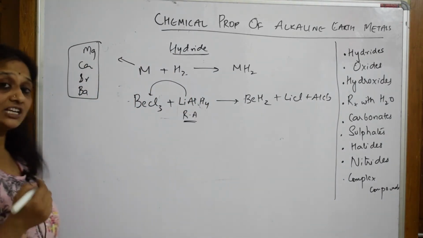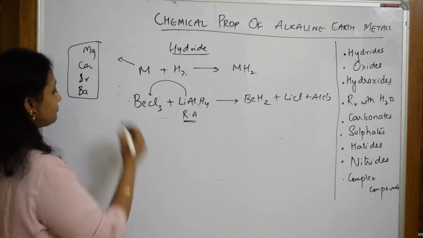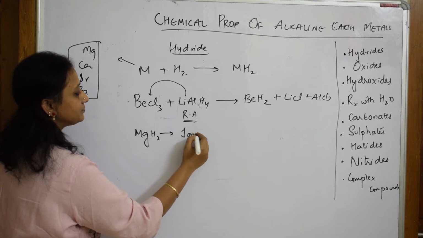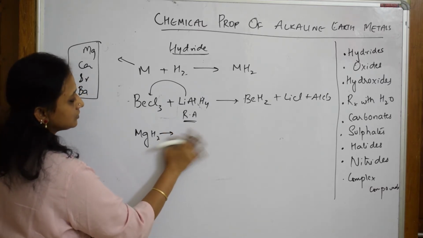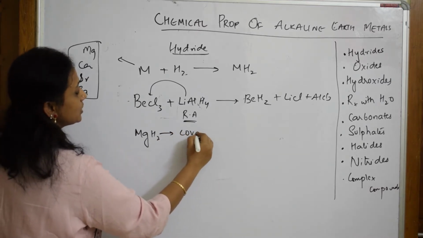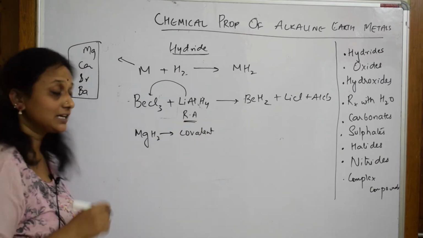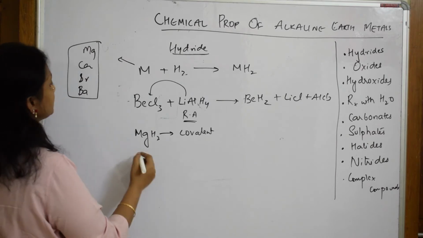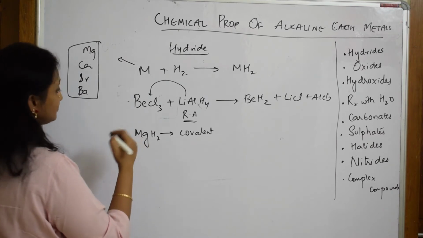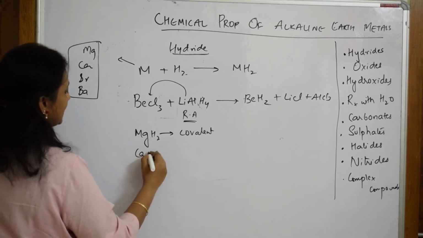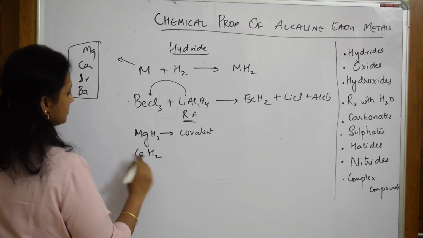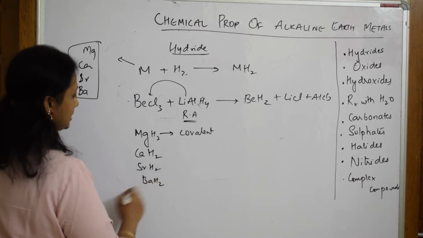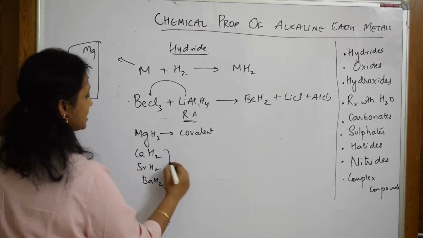Now, when I have to take the nature of these hydrides, the first hydride, beryllium hydride, is covalent, because the bond formed is covalent. After this, next we have magnesium, calcium, strontium and barium. Calcium hydride, strontium hydride and barium hydride, right? All these are ionic in nature.